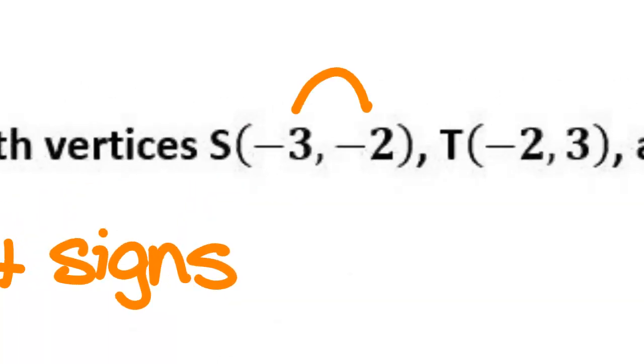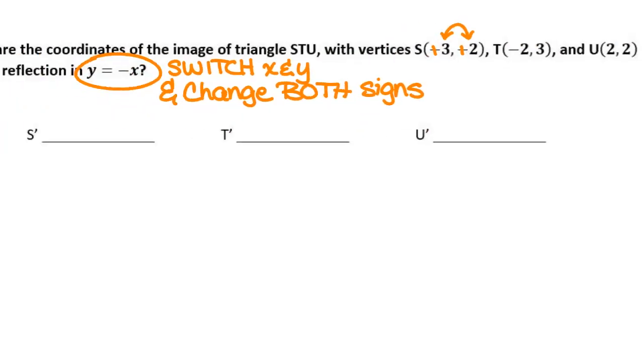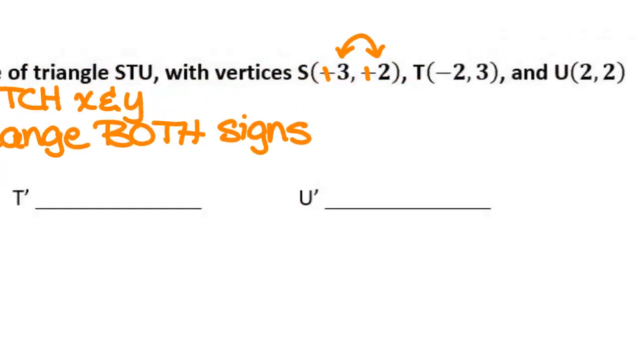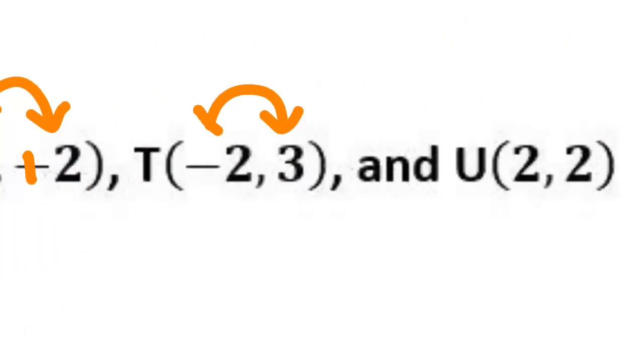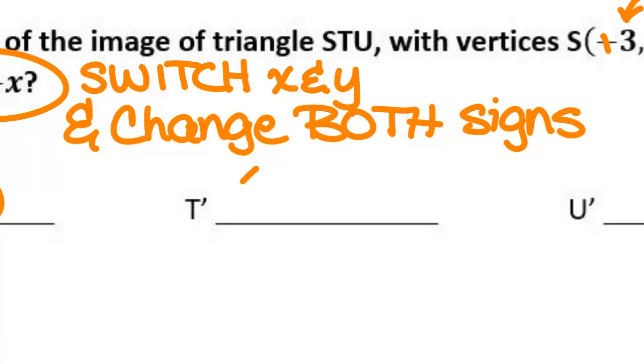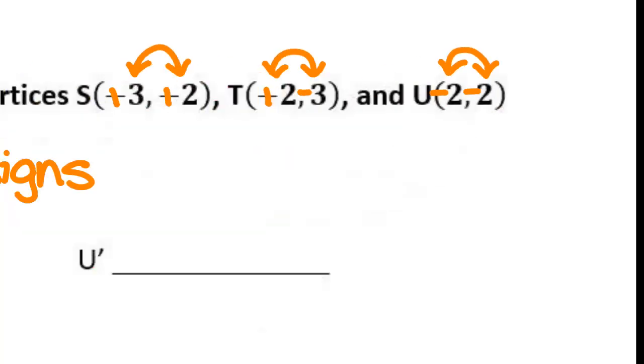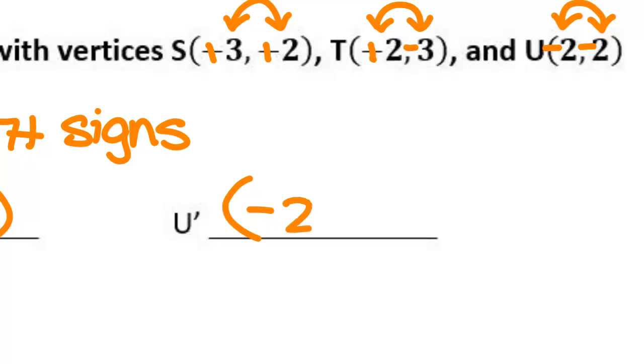So I come over here to S, I flip the order around, and I change both their signs. So I would have a +2, +3 for S prime. With T, we're going to switch the order. We're going to change the 2 to a positive, but the 3 to a negative, so -3, +2. And to get u prime, we switch these two around, but 2 and 2 switched is just 2 and 2. But then I have to change both of their signs and make those negative. So u prime would be -2, -2.